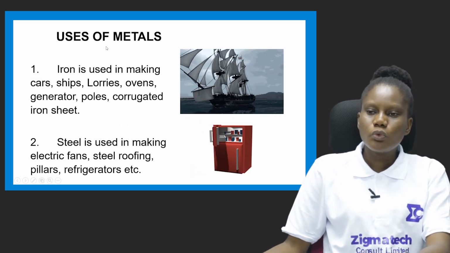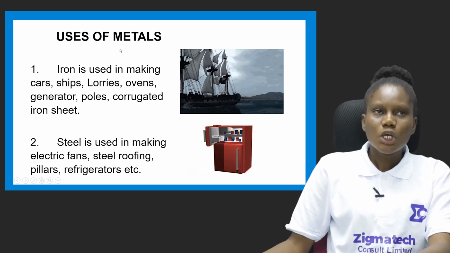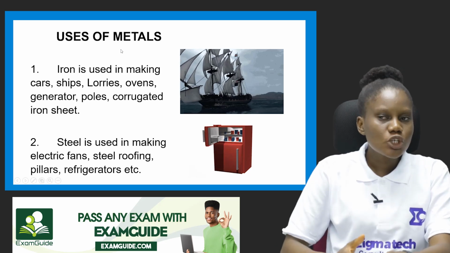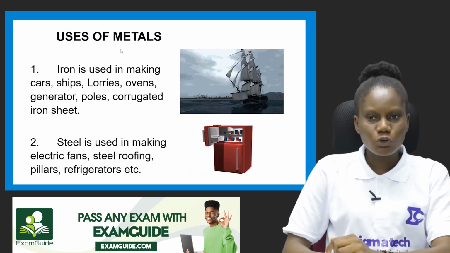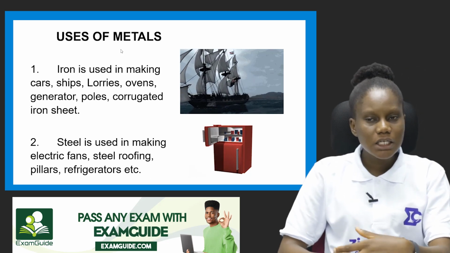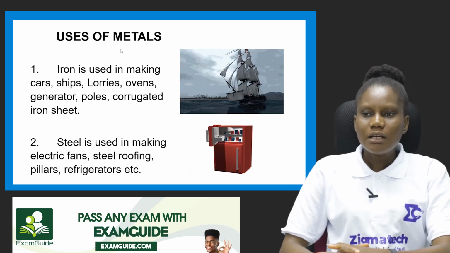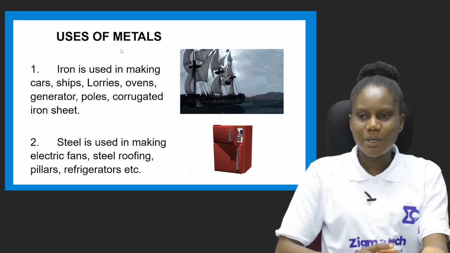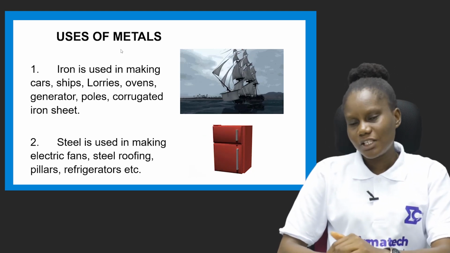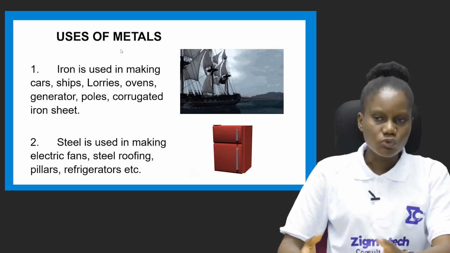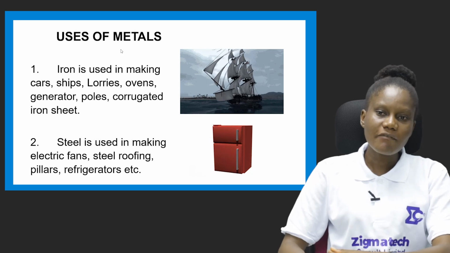So very quickly, we're going to look at the uses of metal. We just considered the physical properties of metal. Now we'll do a recap of some of them: malleability, ductility, hardness, toughness, magnetic properties, and the rest. So those are the physical properties of metals. So we want to look at uses of metals. Are metals useful? Yes.